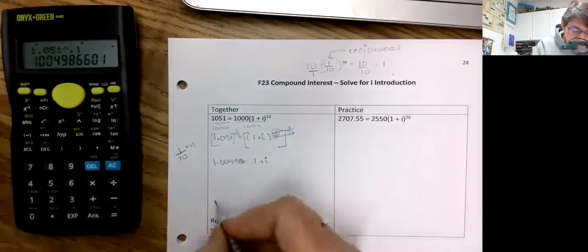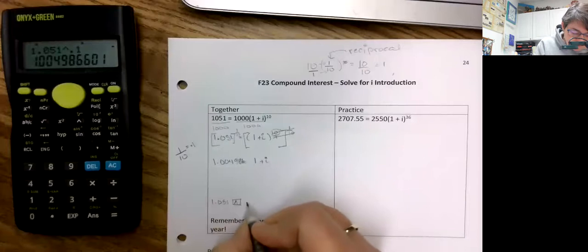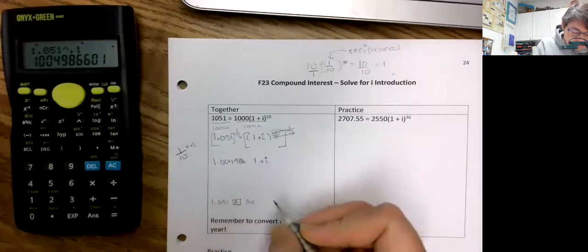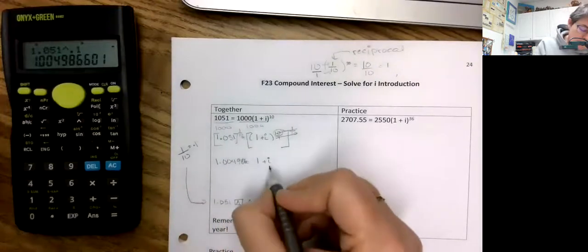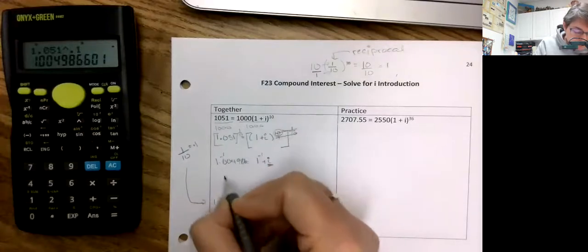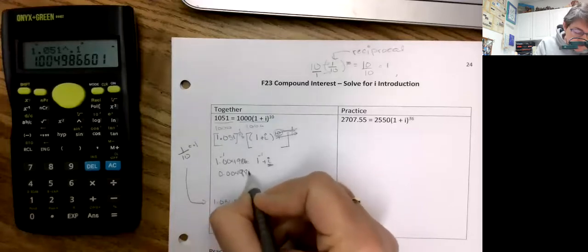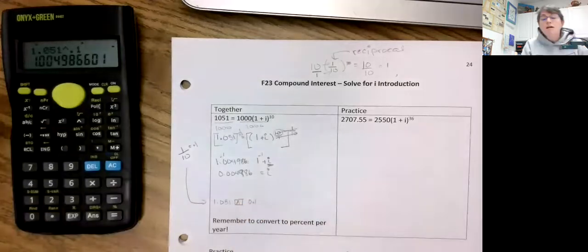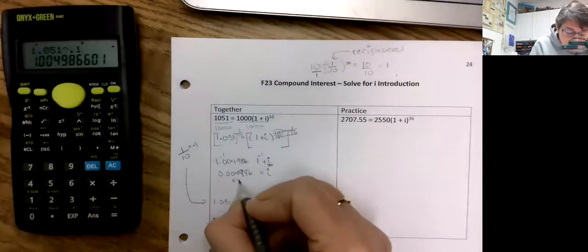Okay, so again, 1.051, and then I did that caret, the exponent key, and 0.1. And the 0.1 came from here. Now I want to get the i by itself. I'm going to subtract 1 from both sides. So 0.004986 is equal to i, but that's i as a decimal. We need it as a percent, so we're going to multiply through by 100.